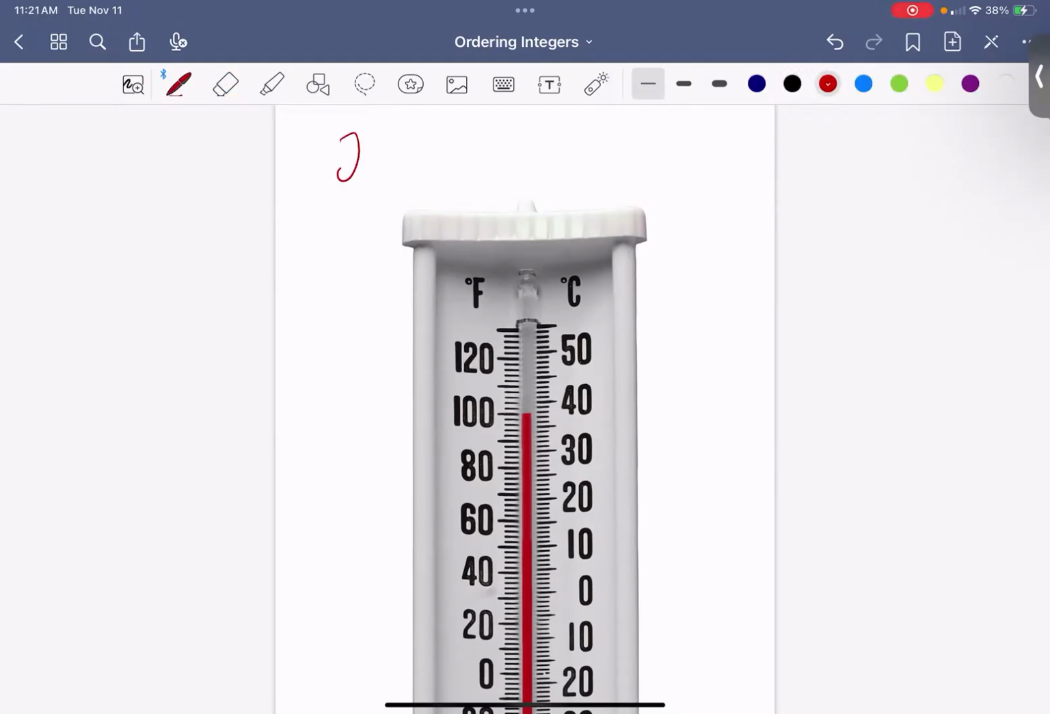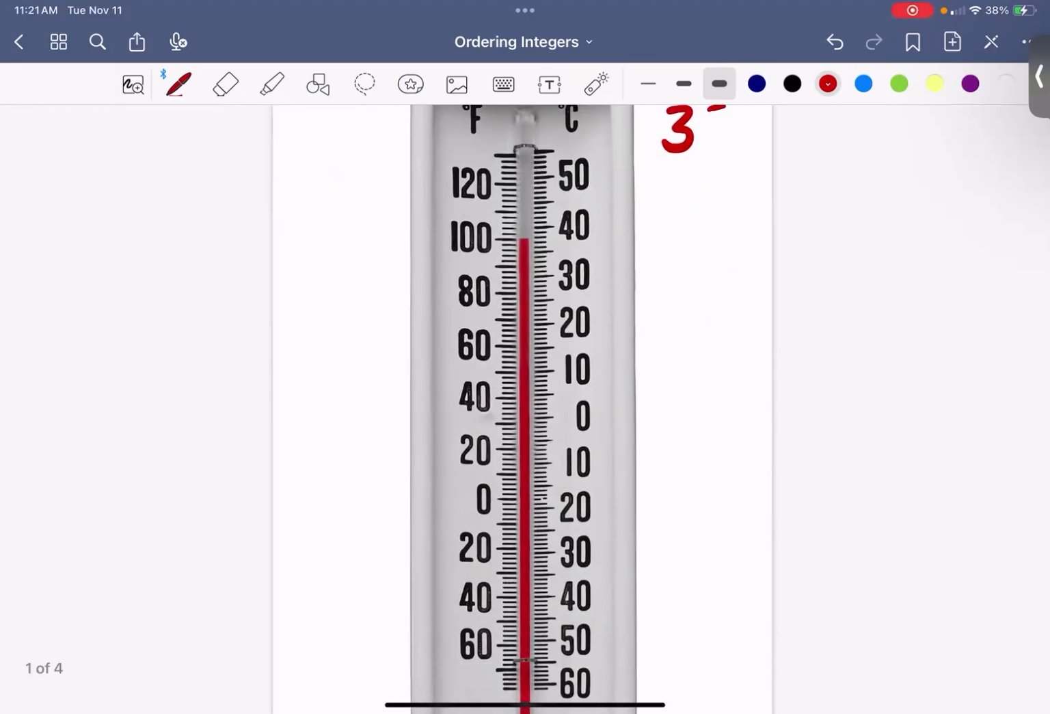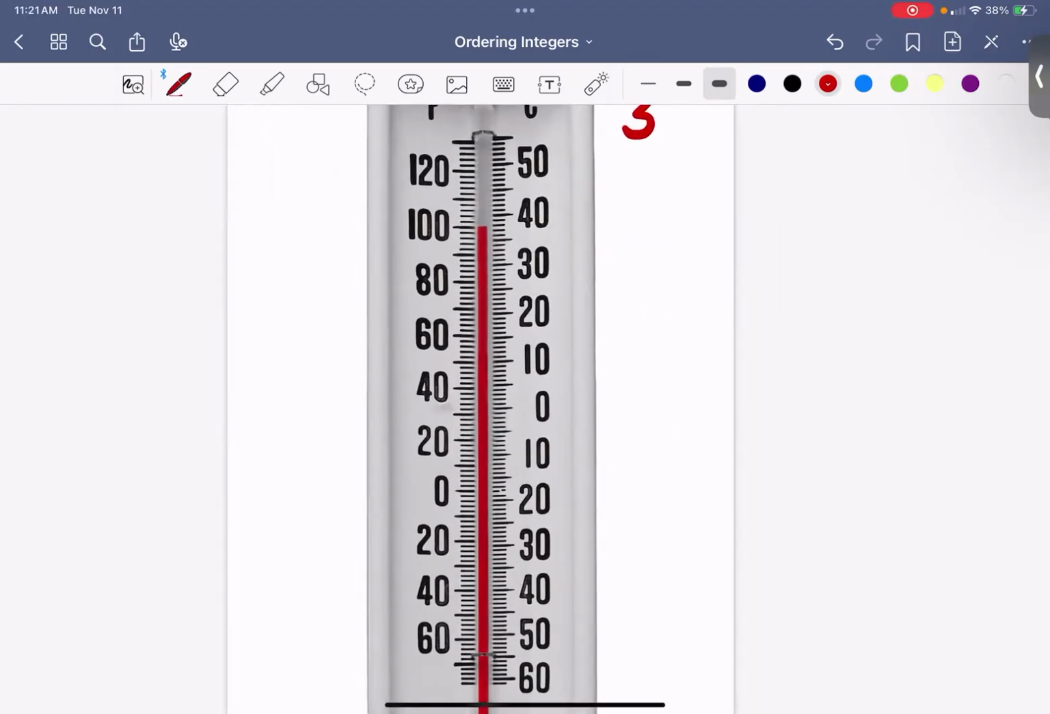So positive 2 can be written like this, without the plus sign or with the plus sign. If you don't see a plus sign, that means it's positive. A negative number can be written like this, and it has to have the negative sign. The negative sign can be to the left, and it can also be written to the right of a number. So let's look at this thermometer, and let's start.